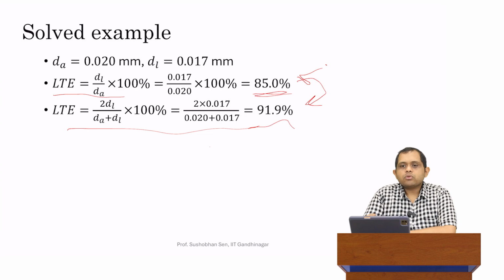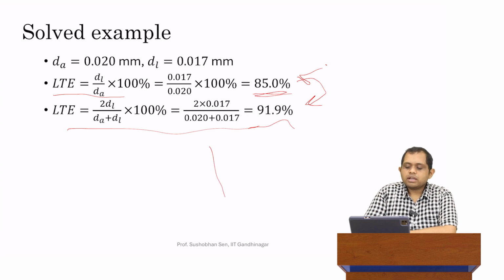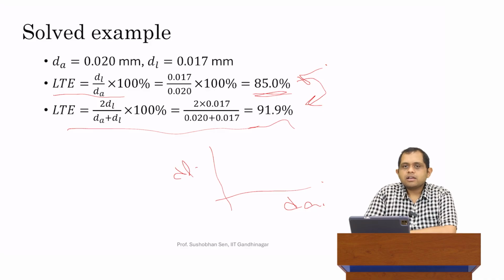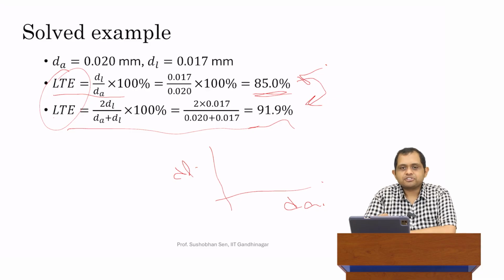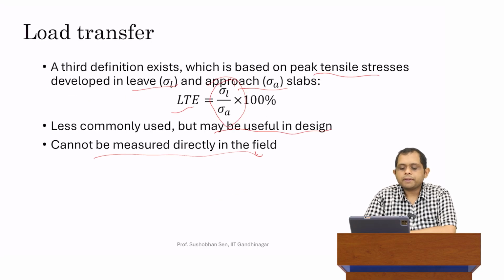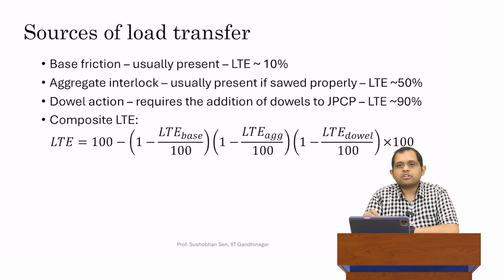A question which you may want to try on your own is that if I plot DA and DL for different values of LTE, so if I have some kind of contour for different values of LTE, then which of these two definitions of LTE increases faster as DL starts approaching DA? Both will eventually land up at 100%, but which one gets to 100% first? Presumably it's the second value, but again, that's something I will let you do the calculation for and figure out yourself. Okay, now we already talked about the first definition of load transfer.